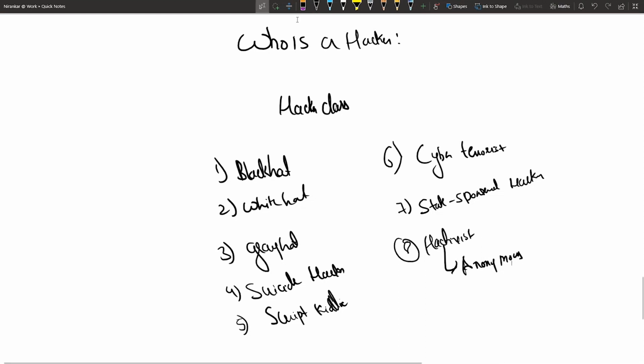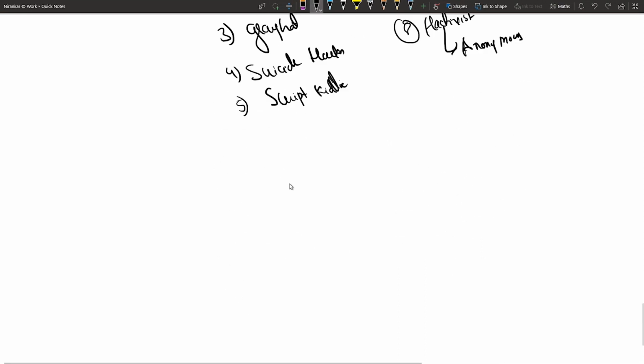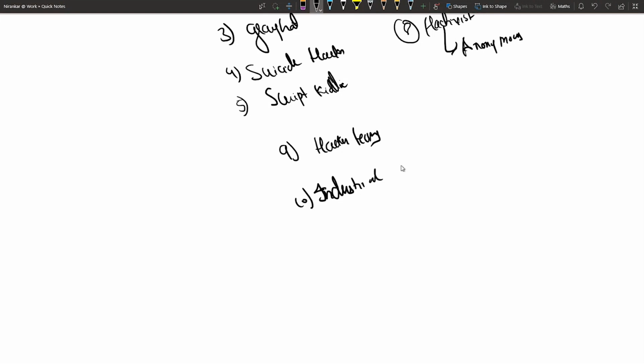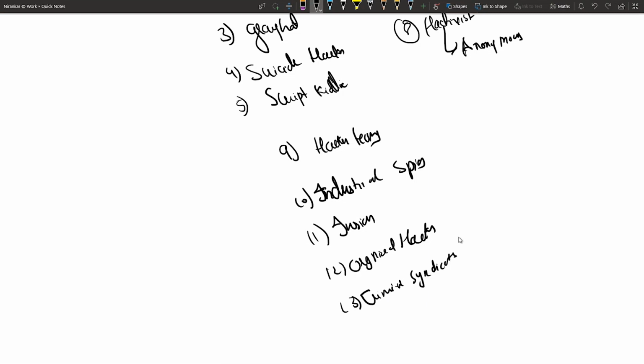Also we have some more terms that were introduced in CEH version 12: hacker teams, industrial spies, insiders, organized hackers, and criminal syndicates. So hacker teams are groups of skilled hackers having their own resources and funding.